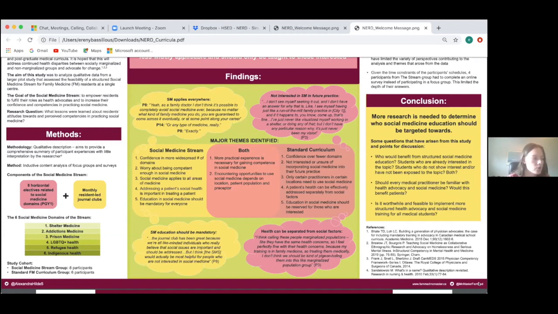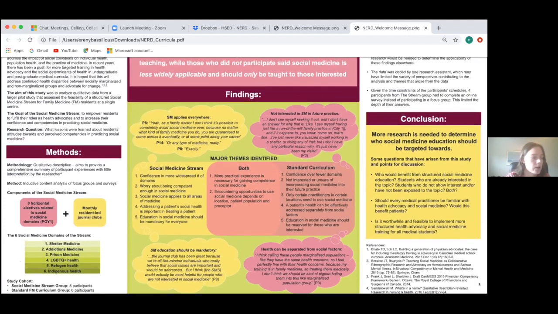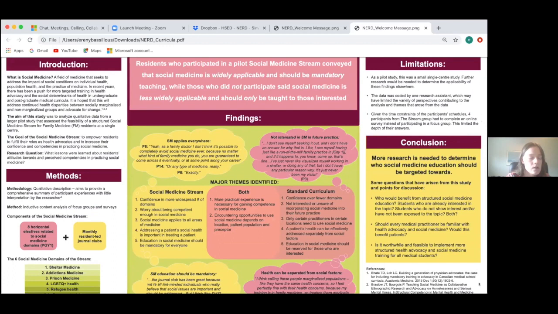So for the major themes, things that both groups agreed upon were that more practical experience was needed for gaining competence in social medicine. Both groups wished that more practical clinical opportunities had been integrated into their program. And both groups also agreed that encountering opportunities to use social medicine depended on location, patient population, and the preceptor or clinician they were working with.